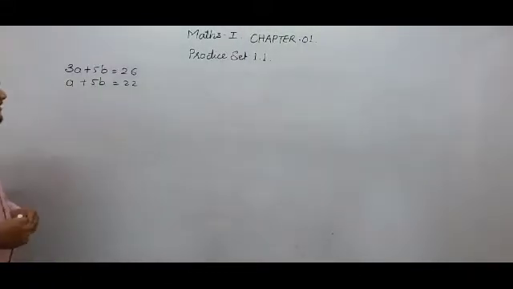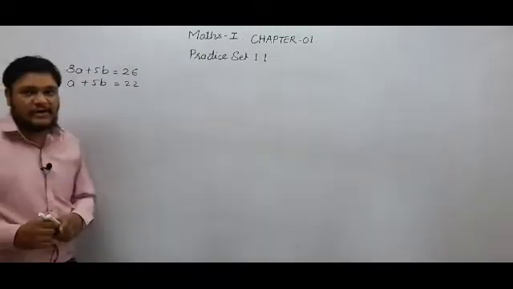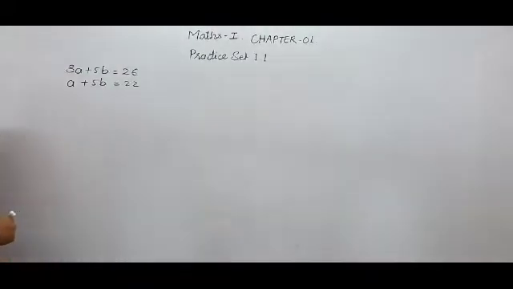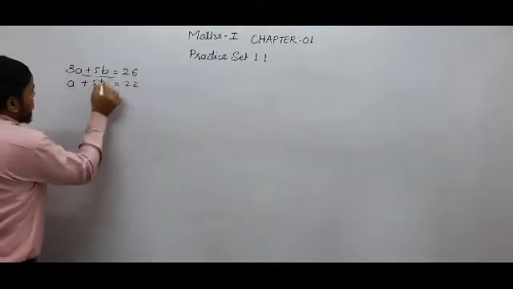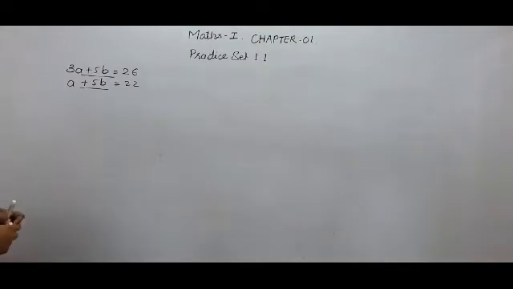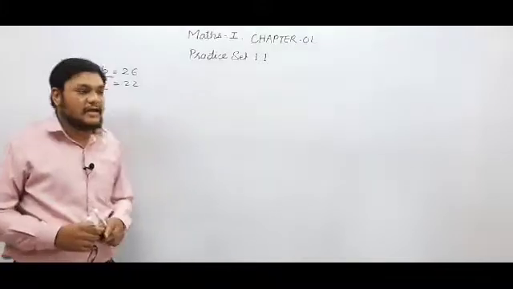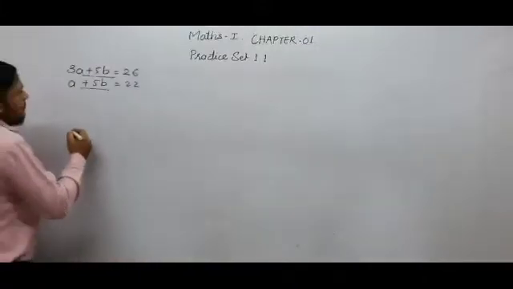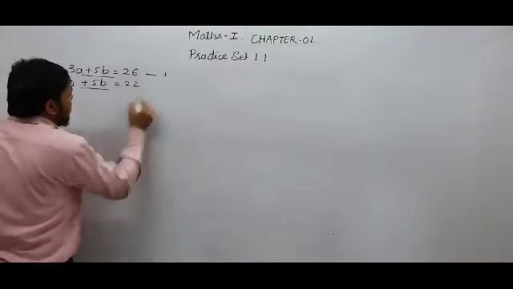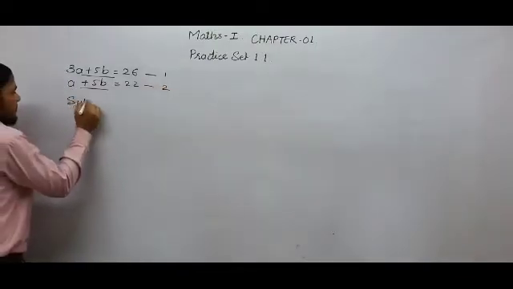Solve the following simultaneous equations. Students, consider the equation 3a plus 5b equals 26 and the second equation a plus 5b equals 22. If you observe these two equations, positive 5b is common in both. If we want to eliminate b in order to find the value of a, then we have to subtract equation 2 from equation 1. Let this be equation number 1 and this be equation number 2.